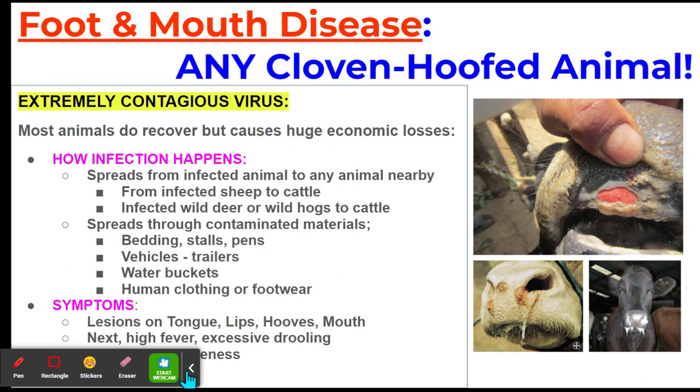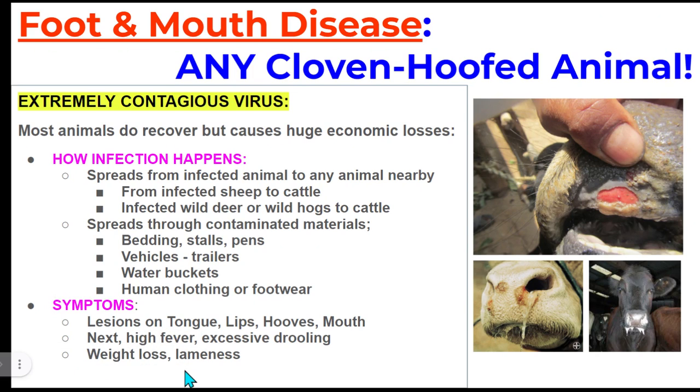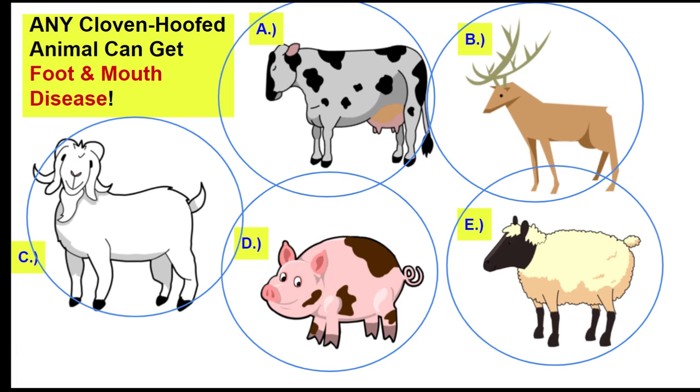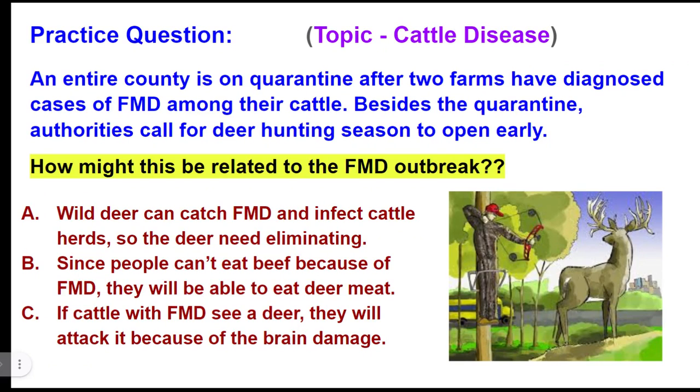What are the symptoms? The symptoms are lesions on tongue, lips, hooves, and mouth. After lesions appear, next comes a high fever. Then there is excessive drooling. After that comes weight loss and then lameness. Which animals can get foot and mouth disease? Any cloven-hoofed animal can get foot and mouth disease.